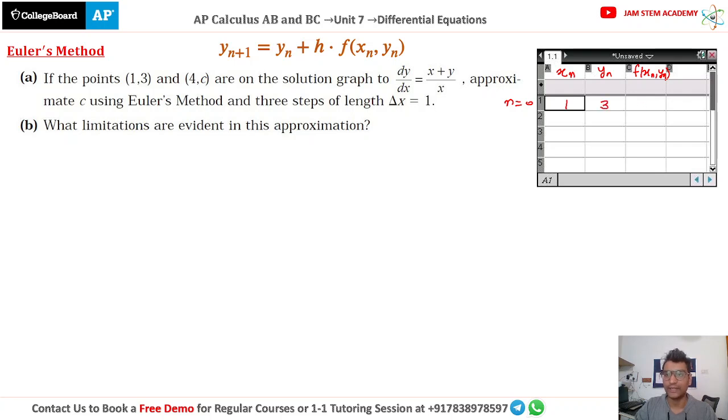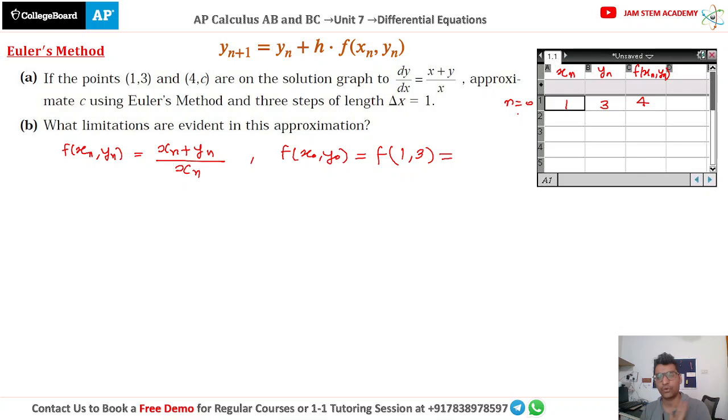So we can also find f of xn, yn. Let me write f of xn, yn, which is equal to xn plus yn over xn. For the first part, we can do it directly: x naught, y naught, which gives our function's gradient value at (1, 3). It comes out as 1 plus 3 over 1, simply 4. So we got this value directly.